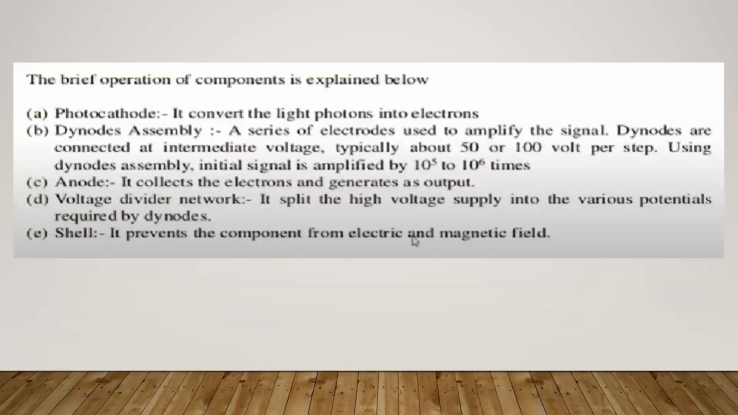So what are the different components which make up the scintillation counter? You have the photocathode, which converts the light photons into electrons. Then we have the dynode assembly, a series of electrodes. Dynodes are the series of electrodes which are used to amplify the signal. The dynodes are connected at intermediate voltages, typically about 50 to 100 volts per step, and the voltage increases and helps in the amplification of the electrons.